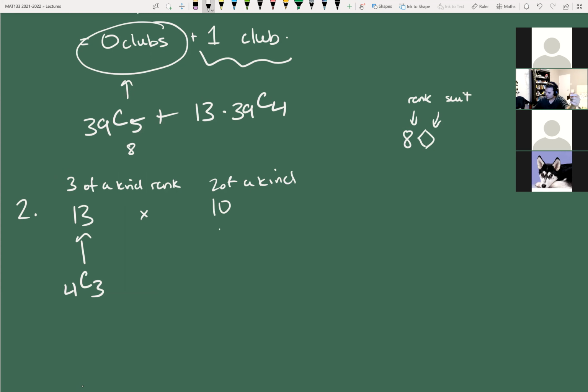Okay. Once I've gotten the 2 of a kind part, how many options are there? Like how many ways are there to choose the suits for this? 4 choose 2, perfect, right? Because there's 4 suits. We're going to pick 2 of them. And so this is our answer, 13 times 10 times 4 choose 3 times 4 choose 2.